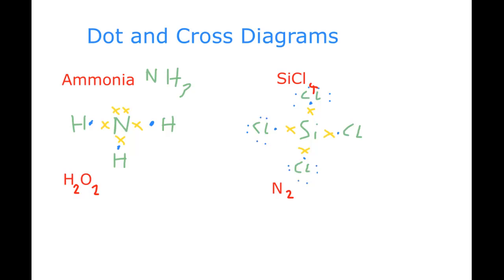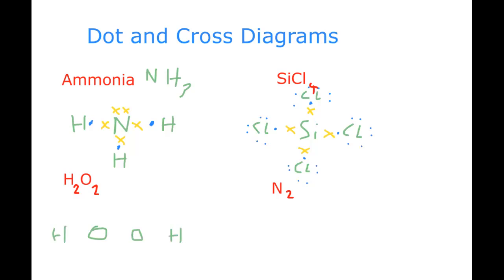This is the structure for SiCl4. Next is H2O2, that is hydrogen peroxide. Over here, oxygen can form 2 bonds and hydrogen forms 1 bond. So oxygen will be the central atom. There will be 2 oxygen atoms and there will be 2 hydrogen atoms.